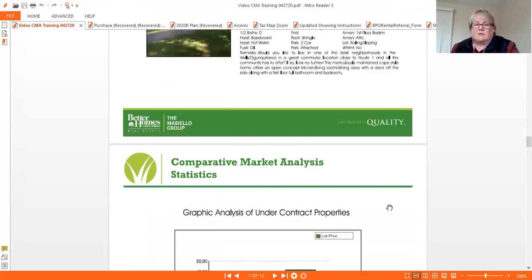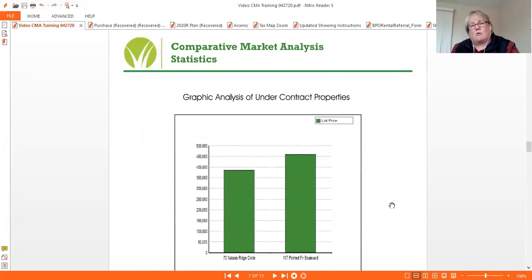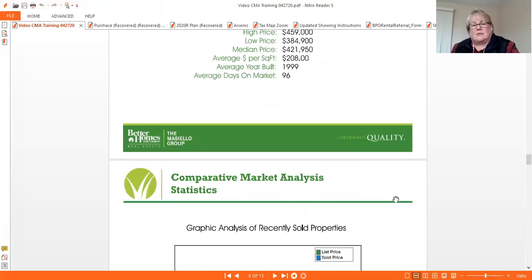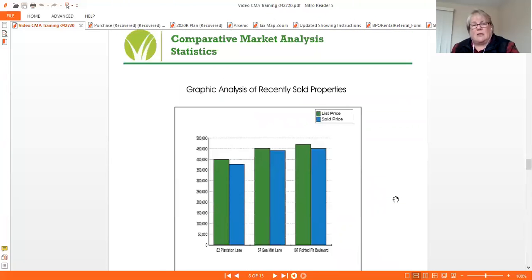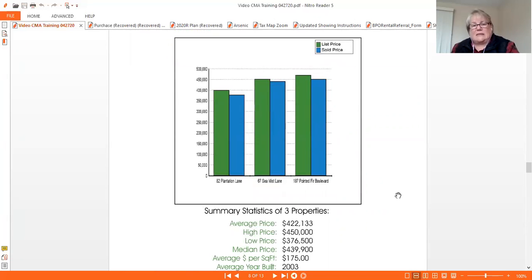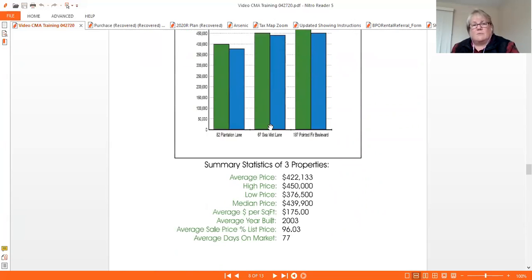Okay, so I just have some graphs here I wanted to show you. This is a graph that has those under contracts, the two that we had. And then this includes the solds, which end up being even more important because it adds that statistic for us. So the blue is sold and the green are on the market or under contract. And so you can now see where that average price point is, that 422. And the days on market is that 77 we were talking about.